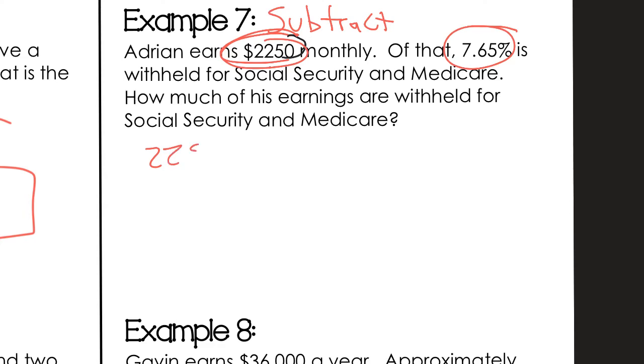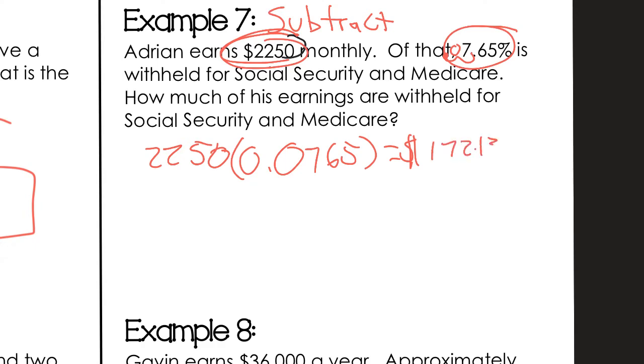All right. Well, first we've got to figure out what 7.65% is. So we take their 2,250 and we multiply that by our little move the decimal point over, 0.0765. Again, this is a good one to use the calculator on because it starts getting into the little cents and whatnot. And if we use our calculator, we end up with $172.13. So that is the amount that is withheld for Social Security and Medicare.